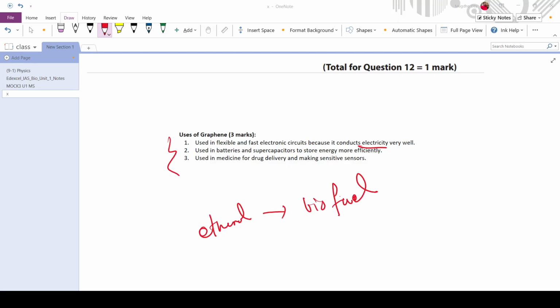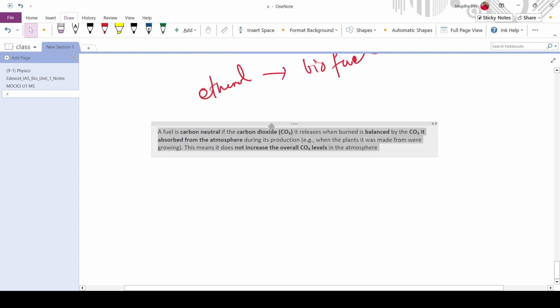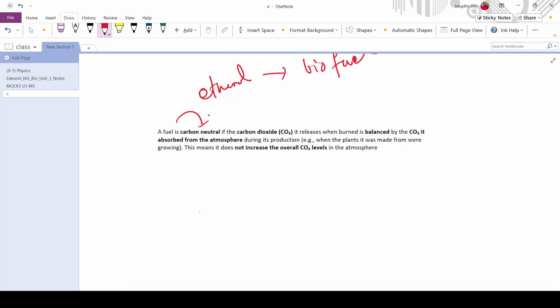Like, what do you mean by carbon neutral? It basically means that something which releases carbon dioxide, isn't it? Like, what I'm trying to say is that a fuel is carbon neutral if the carbon dioxide it releases when burned is balanced by, let me show you the definition, then you'll understand what we understand by carbon neutral here. So, what is carbon neutral? Basically, a fuel is carbon neutral.